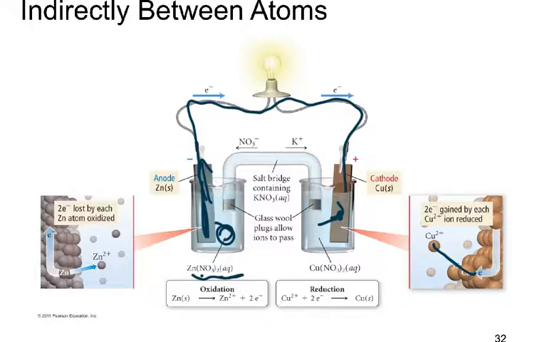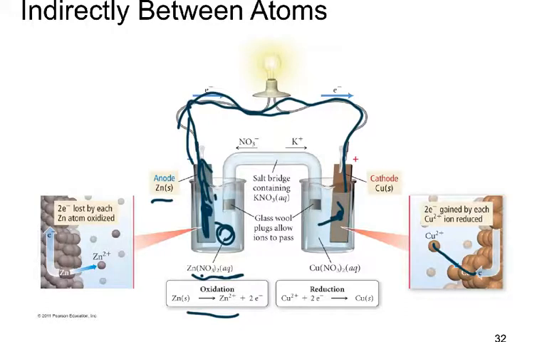Now some terms here. The anode in a voltaic cell is where the oxidation reaction takes place. It is negatively charged. And so the electrons are flowing from that kind of reservoir of negative charge this way. And then the cathode is where the reduction reaction takes place. It's positively charged, so it's attracting those electrons.